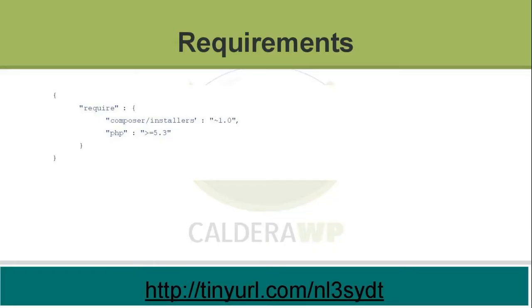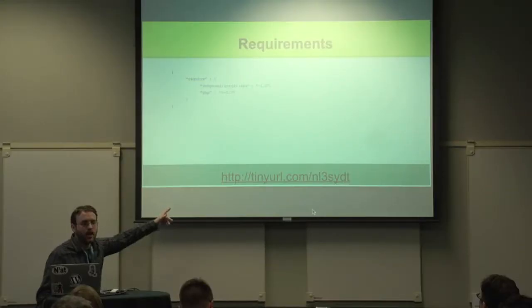Requirements. This is the world's most basic requirements list. But remember, and we're going to get more into this, requirements are what are the dependencies of this system? What is it that I need to install? So we're going to say, in this case, composer installers. That's sort of going to happen all the time. And then a PHP version.